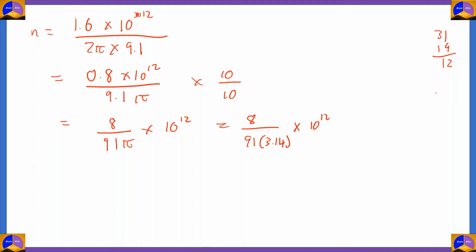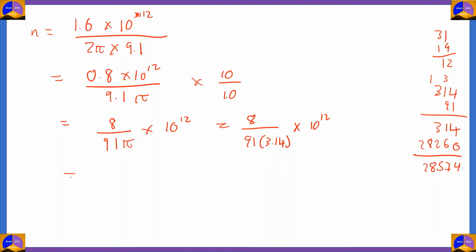Let's multiply 314 by 91. So that'll be 314. 4 times 9 is 36. 1 times 9 is 9. 9 plus 3 is 12. 3 times 9 is 27. 27 plus 1, 28. 4 plus 0 is 4. 1 plus 6 is 7. 3 plus 2 is 5. And then we have a 28.